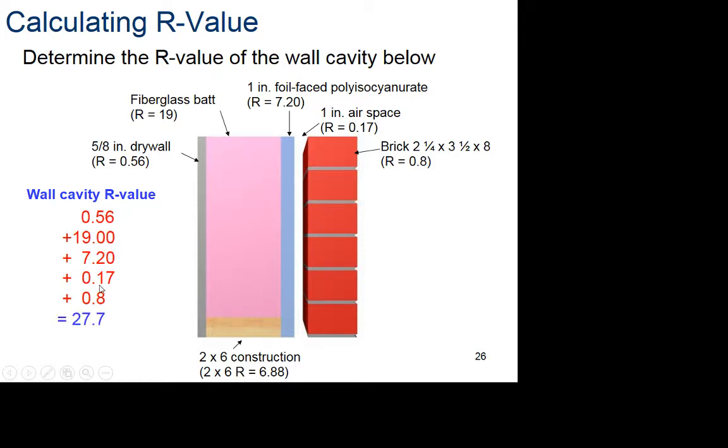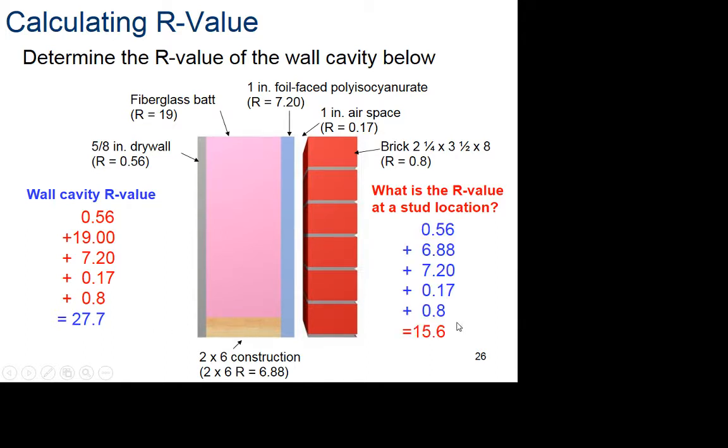So for a normal section of the wall, it's going to be 27.7. For the area of the stud, it's going to be less because this stud is not as good an insulator as the fiberglass part. So the fiberglass has an R value of 19, where the stud's got an R value of 6 or 7. So it's got a little bit less of an R value right here as opposed to right here.